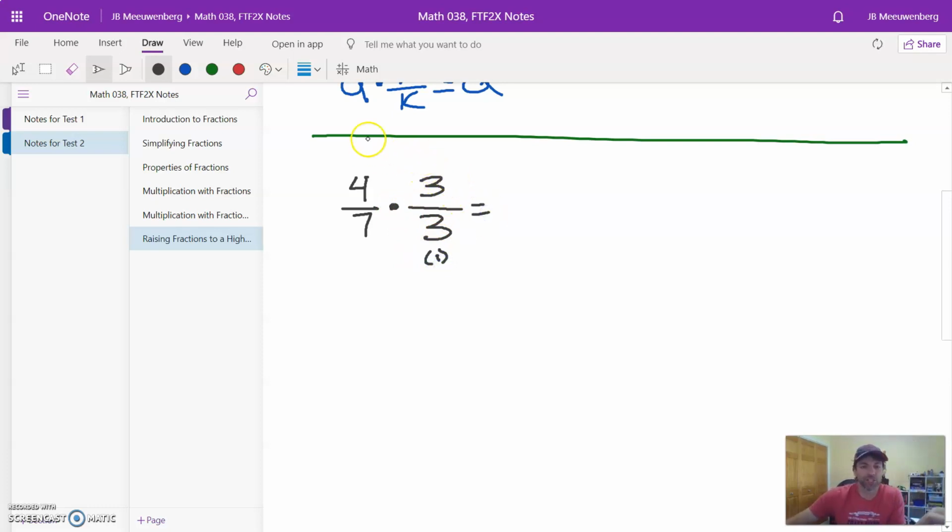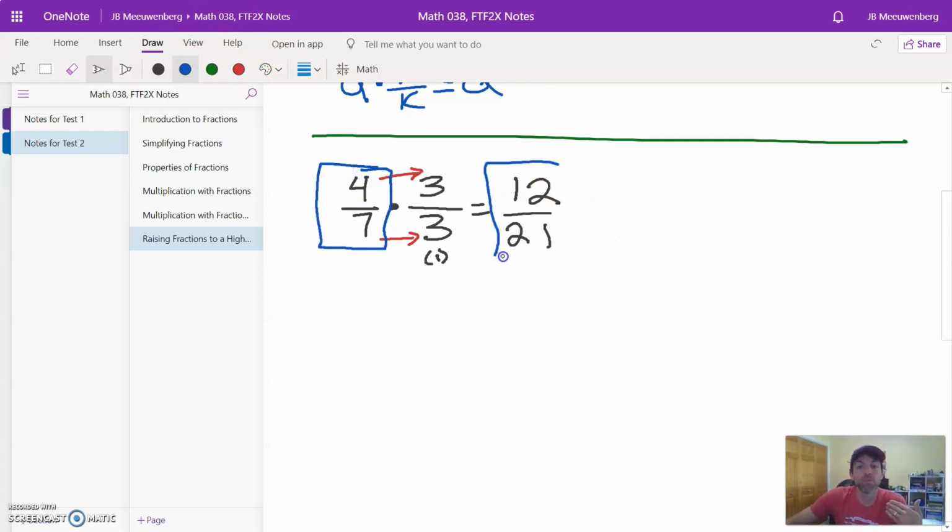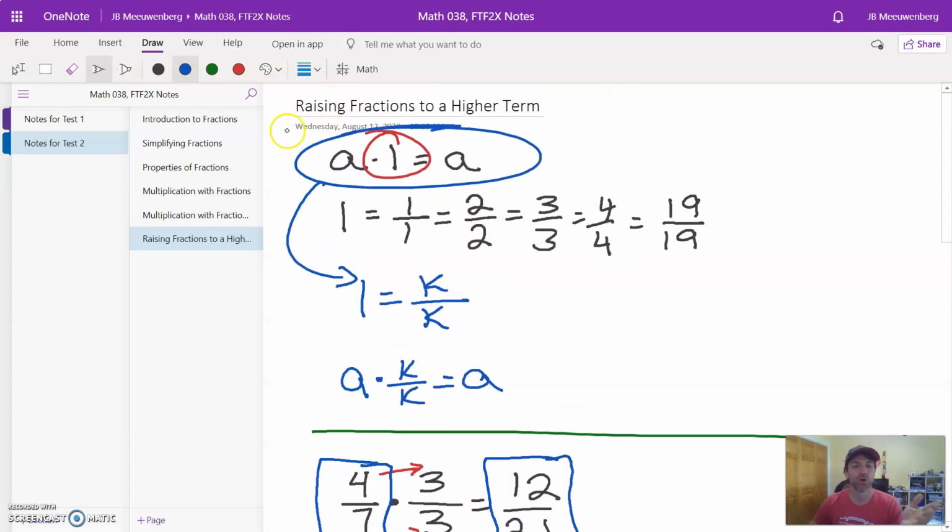is equal to, now think about how we multiply fractions. We multiply straight across. So this would be equal to 12 over 21. So what we found now is that 4/7 is equal to 12 over 21. These are equivalent fractions. They mean the same thing. They're talking about the same amount of stuff because remember, it's the relationship between the top number and the bottom number that matters. It doesn't matter how big these numbers are. What matters is how big they are compared to each other. And this is called raising fractions to a higher term.